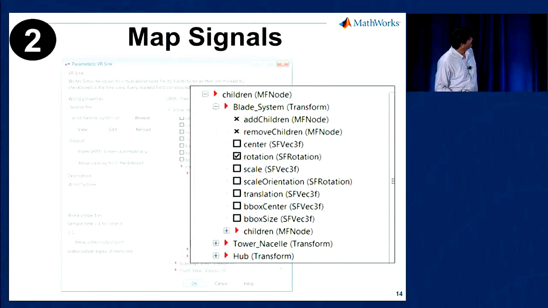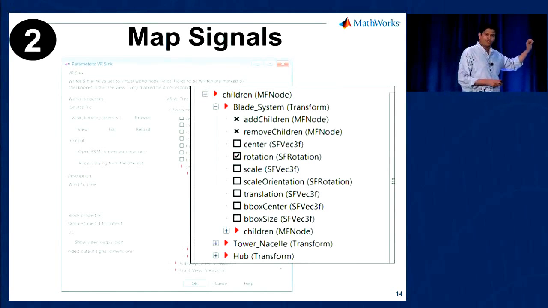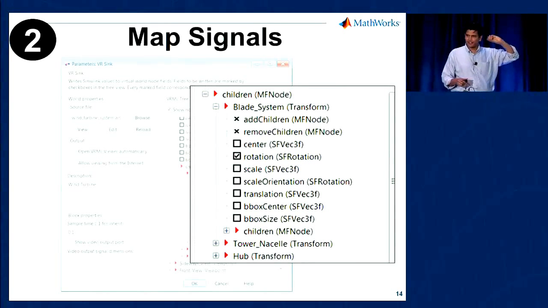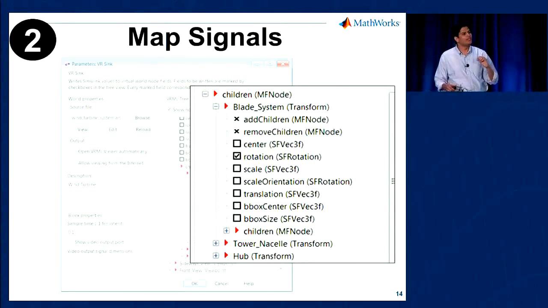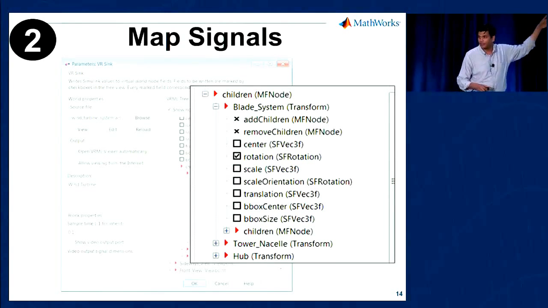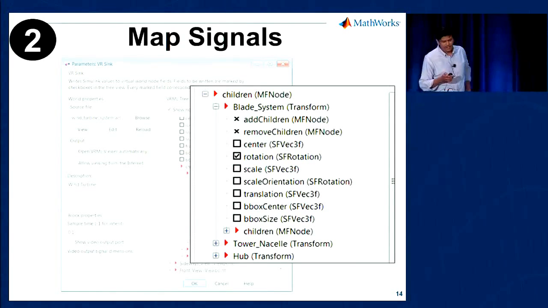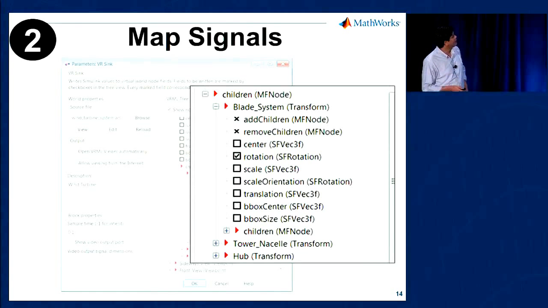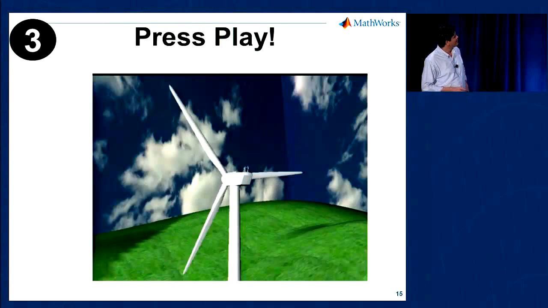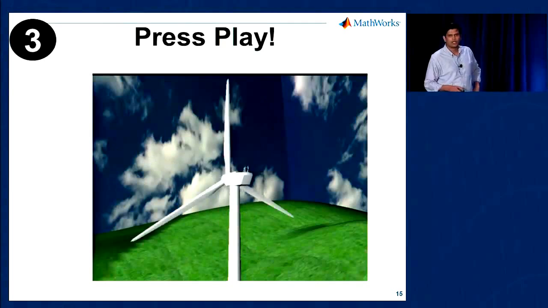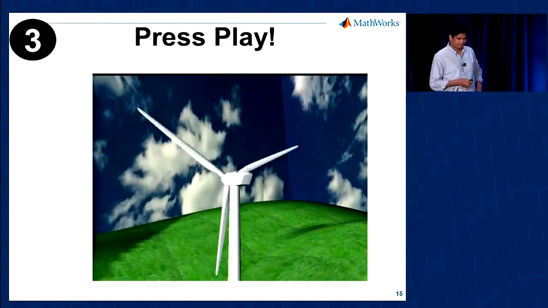We also provide you with an interface where you can take signals from inside the Simulink environment and map it to the 3D object. There's a SimMechanics model that I'm not showing here, from where we generated all the data for the simulation of the wind turbine, and we just plugged it into that 3D object that we built. So if you press play, this is what you should see.